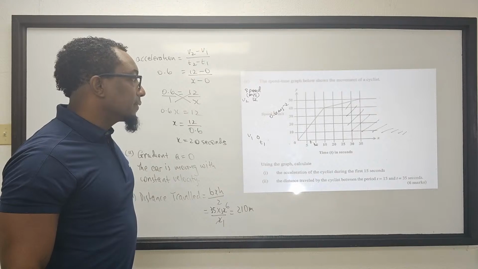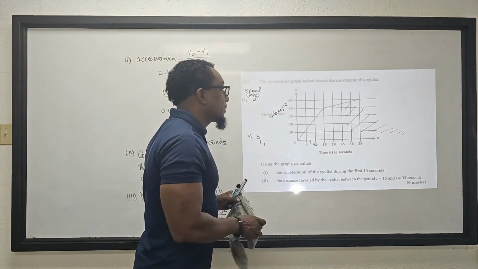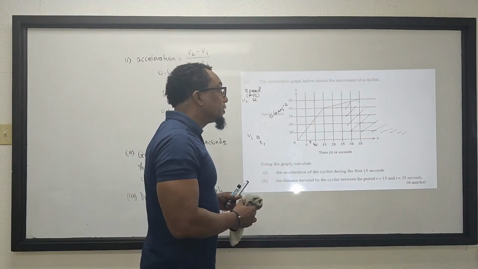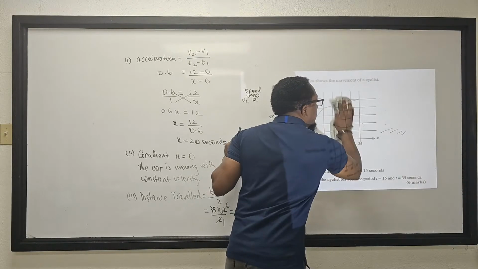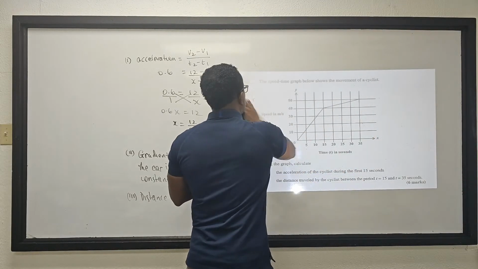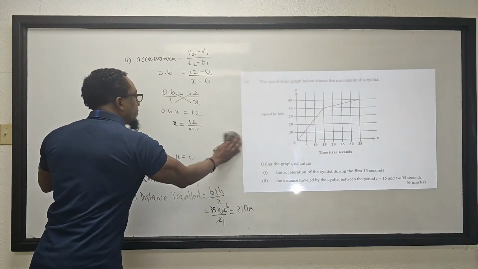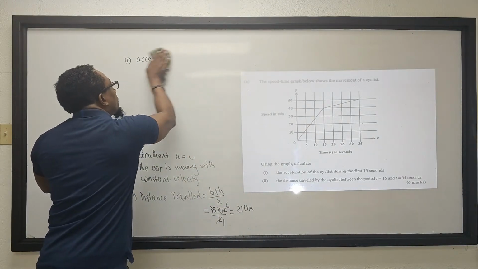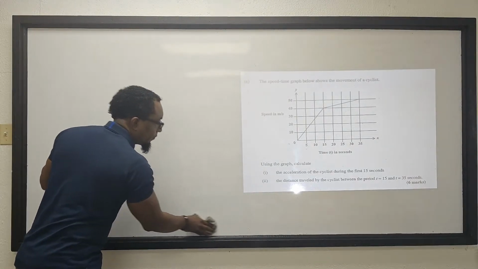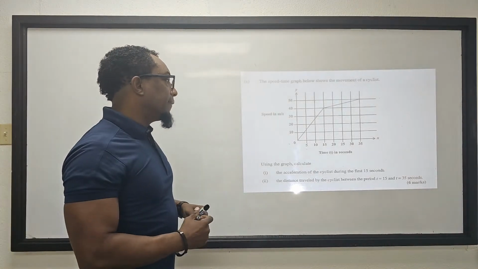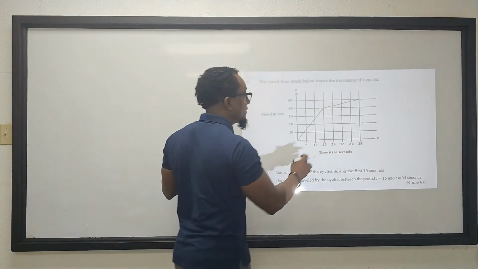Right, so again, look at another speed time graph. In this velocity time graph, we're dealing with acceleration, constant velocity, and deceleration. Using the graph, calculate the acceleration of the cyclist during the first 15 seconds. So this is the first 15 seconds here.